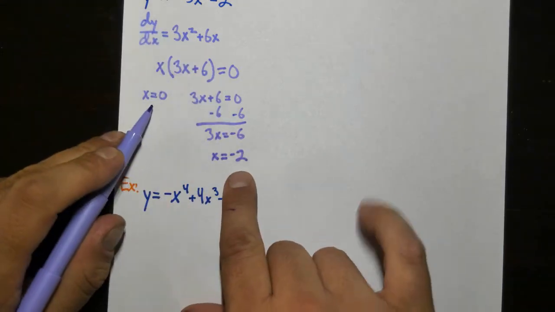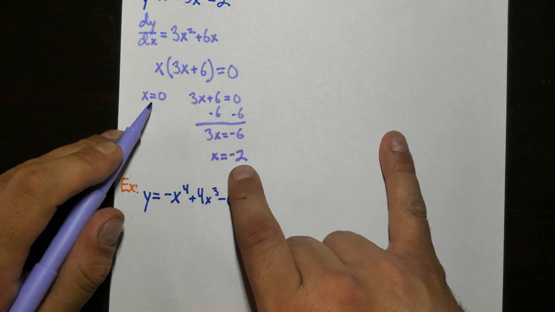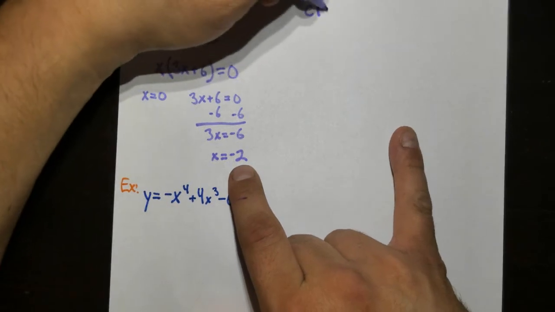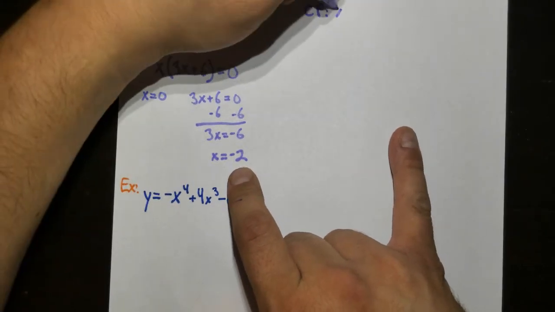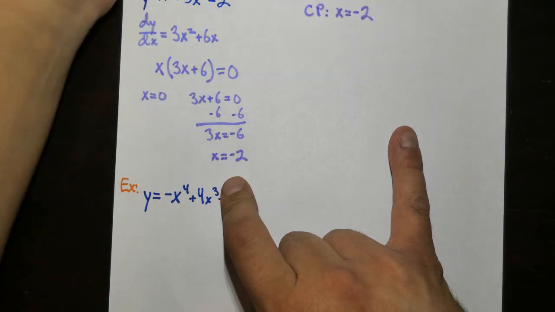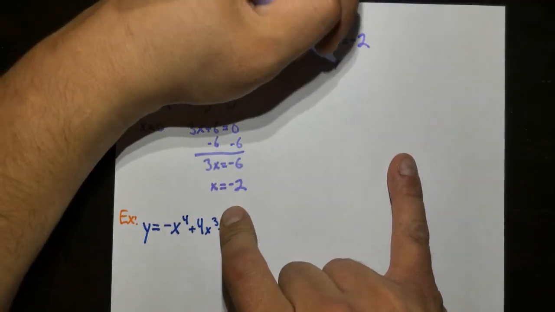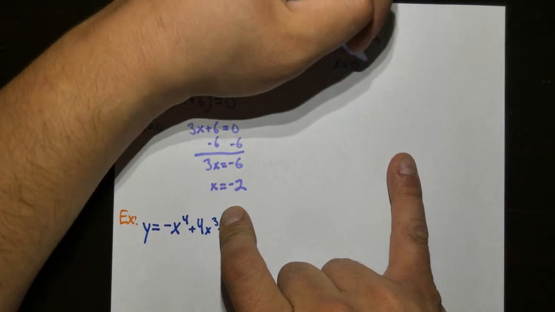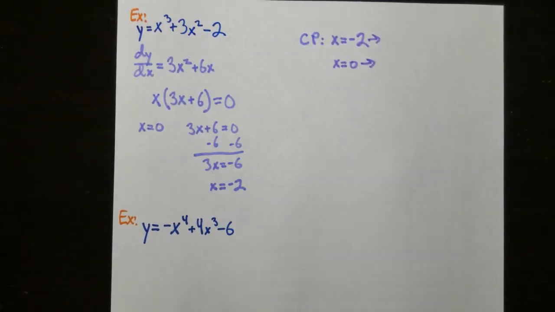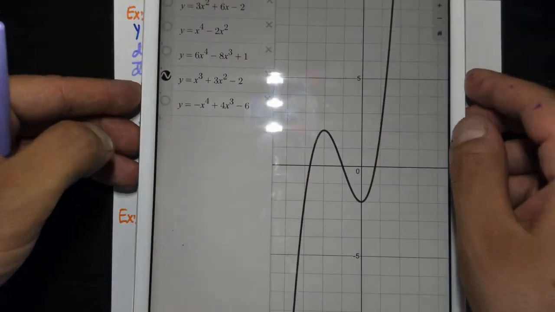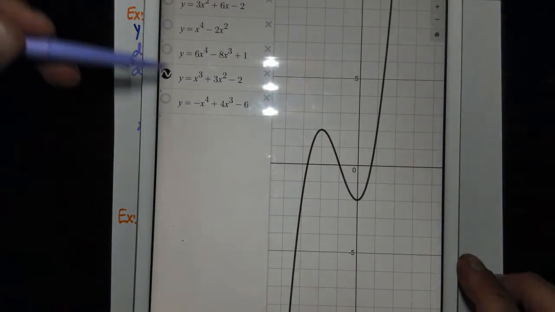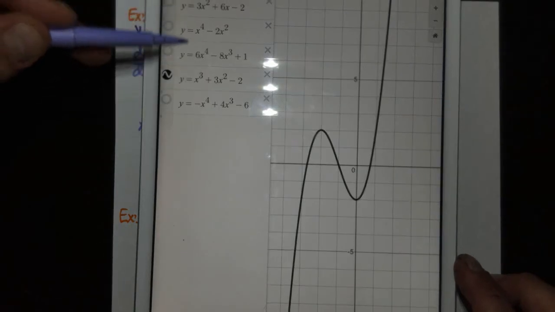So this one we have 2 critical points. We have one at x equals negative 2, and then one at x equals 0. So now let's use Desmos to determine what kind these are. This is a nice cubic function here. And again, these are the original functions. I'm not graphing the derivatives. I'm graphing the original functions.